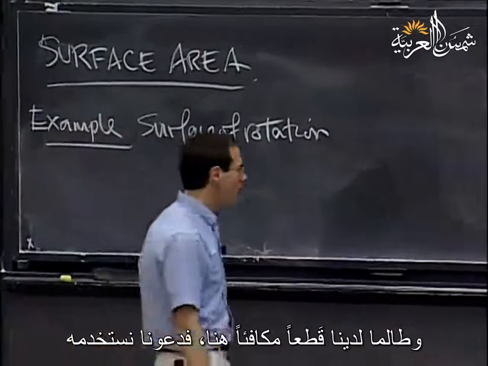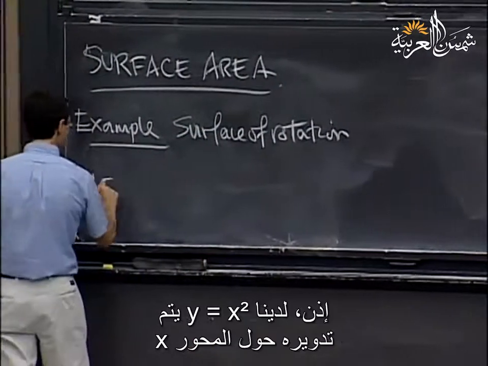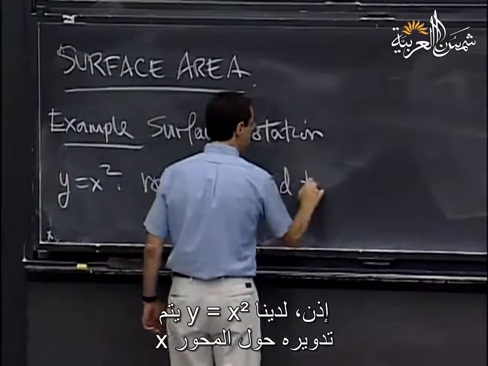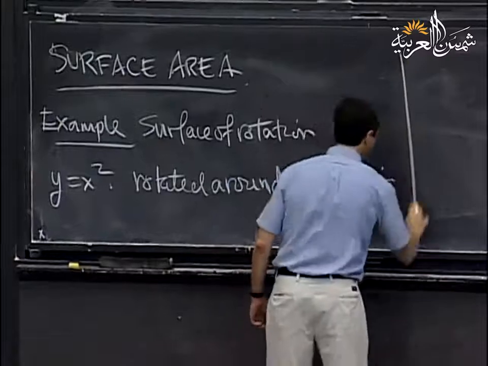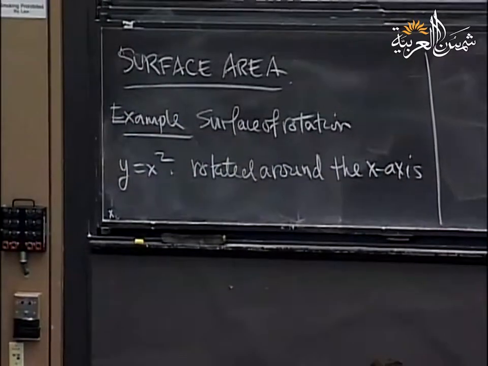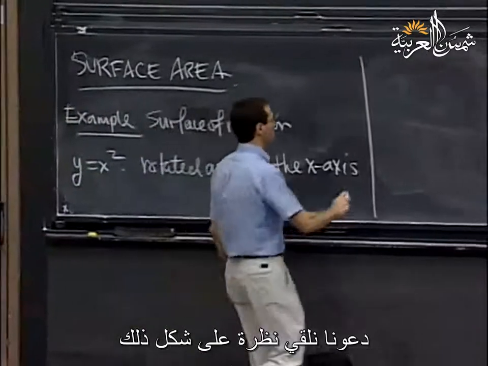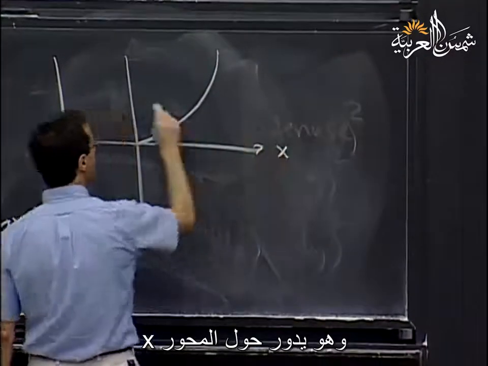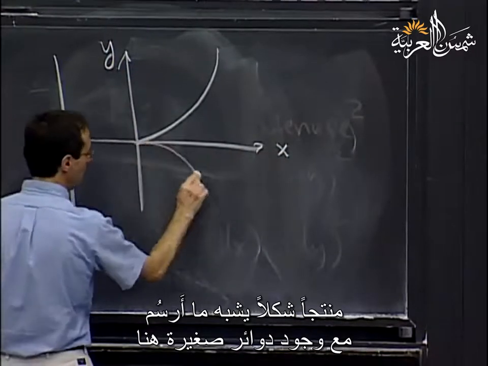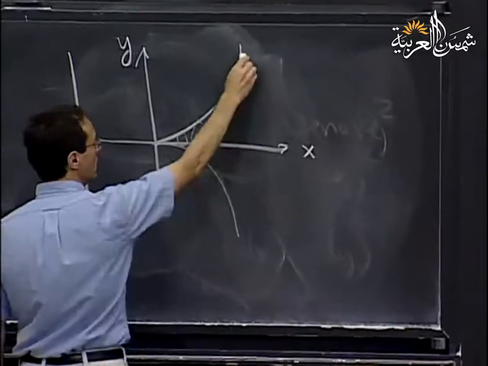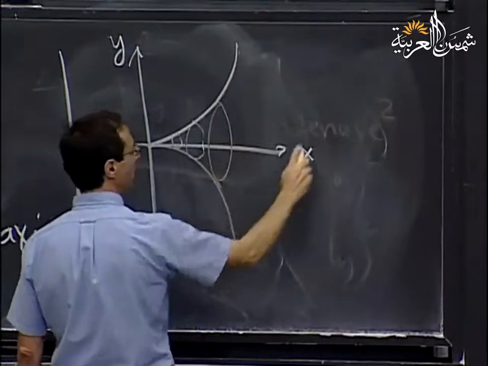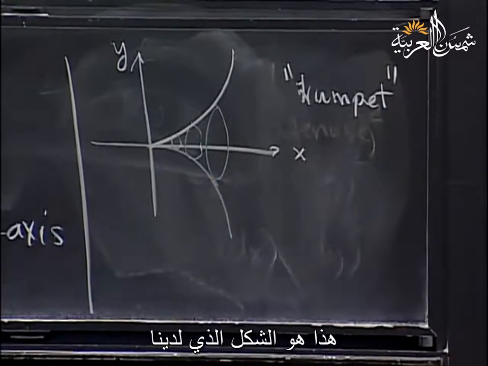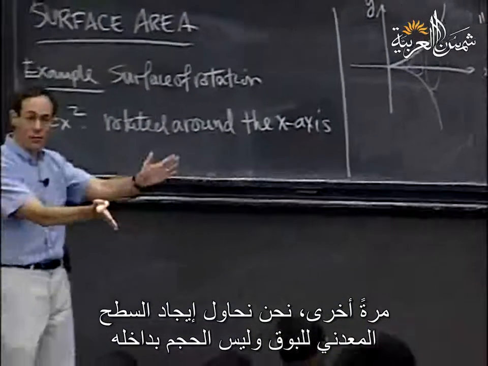And as long as we have our parabola there, we'll use that one. So we have y is equal to x squared rotated around the x-axis. Well, let's take a look at what this looks like. It's the parabola, which is going like that, and then it's being spun around the x-axis. So it's some kind of shape like this with little circles. It's some kind of trumpet shape, right? And that's the shape that we're looking at. Now, again, it's the surface. It's just the metal of the trumpet, not the insides.